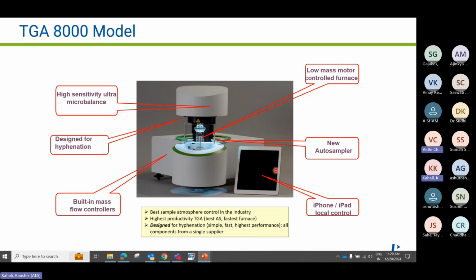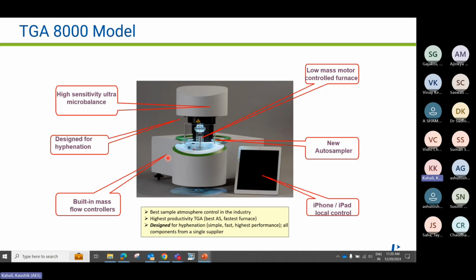Also additionally, we have this iPad and iPhone connectivity with local control. We have the built-in mass flow controller. Why is a mass flow controller required? Because of the sample purge gases which we use for different kinds of applications, like nitrogen, helium, argon, oxygen. So we need to control the flow rate very precisely.